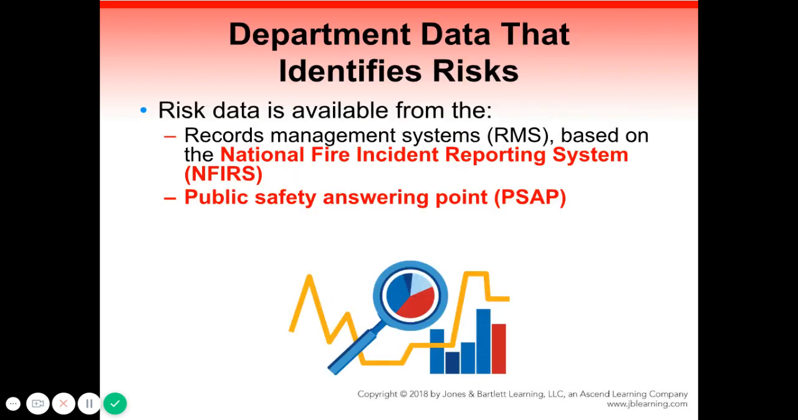So the first thing we're going to do is we're going to be looking at data and trying to identify the community risks. And the first place we're going to look is within our own departments. So you're going to be looking at department data that identifies risks. So where does that data come from? For us, mostly in the fire service, we're going to be looking at NFIRS. This is the National Fire Incident Reporting System.